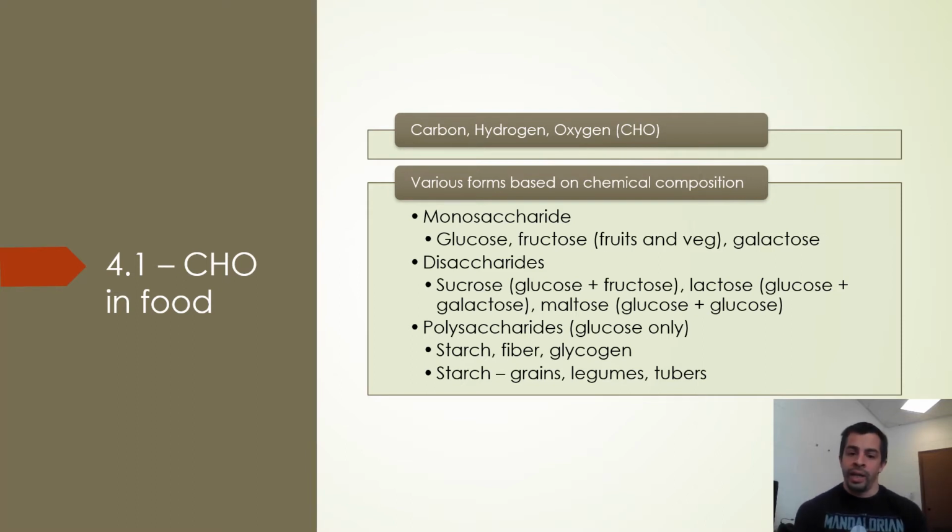We have several disaccharides, and they are composed of two monosaccharides. Sucrose is composed of glucose and fructose. Lactose is composed of glucose plus galactose, and maltose is two glucose molecules. Finally, where a lot of our carbohydrate calories come from is polysaccharides. Polysaccharides are composed of glucose only, and these are your starches, fibers, and glycogen. Starches are in grains, legumes, potatoes, all of those things.